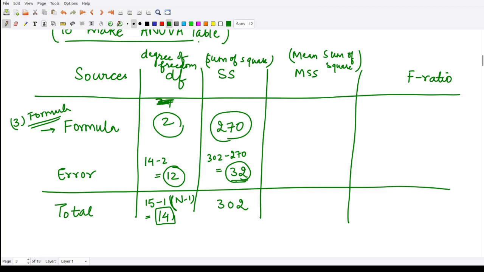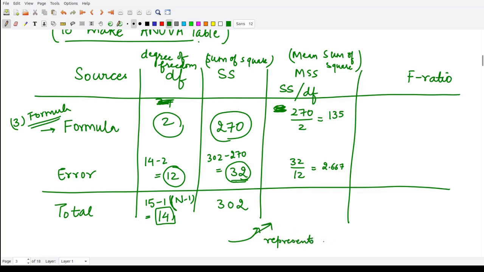So how do you obtain the mean sum of squares? The mean sum of squares is obtained when you divide SS by degree of freedom. So in this case, what is the value of SS? It is 270. The value of degree of freedom is 2. So you obtain this value to be 135. And in this case, the value is 32. You divide that by 12. You get the value as 2.667. So here this column represents the variance between the samples.